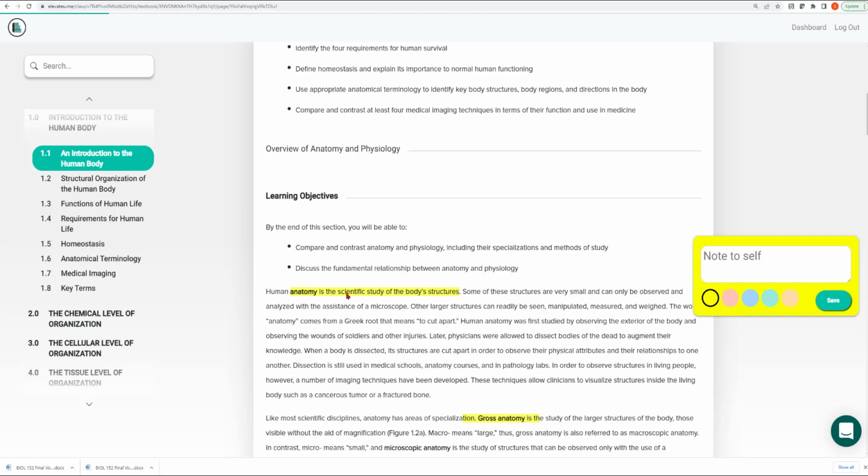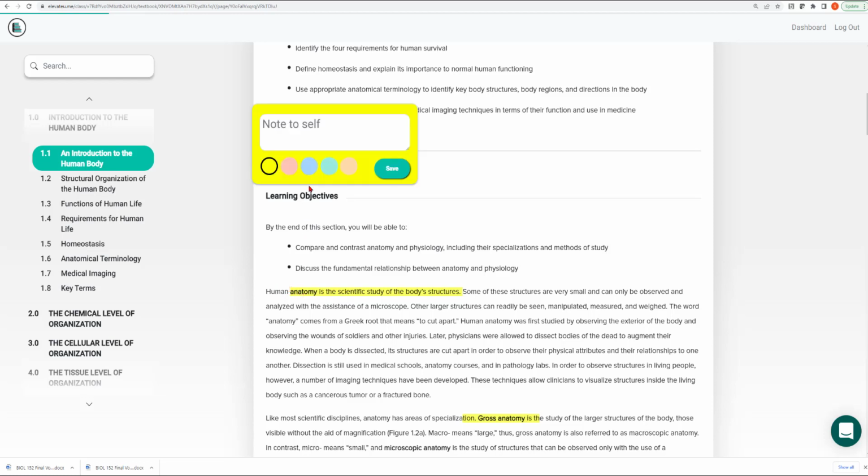So as I'm going through this in the video, you can open up your version of the Blossom and you can be highlighting or taking notes along the way. So if I want to capture this definition, anatomy is the scientific study of the body's structures, I can highlight that and I can make it yellow, right, and save that. Or I could come back and click on that again. I can change it to pink or some other color, okay?